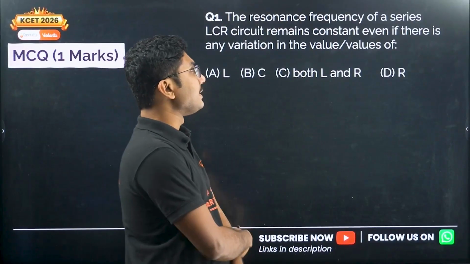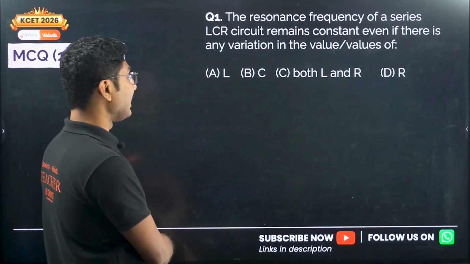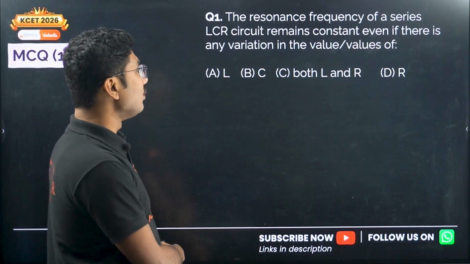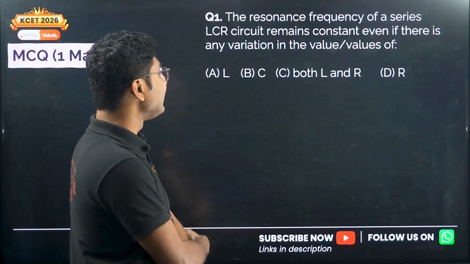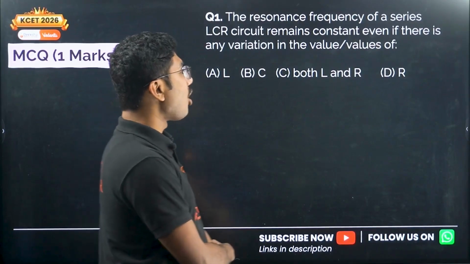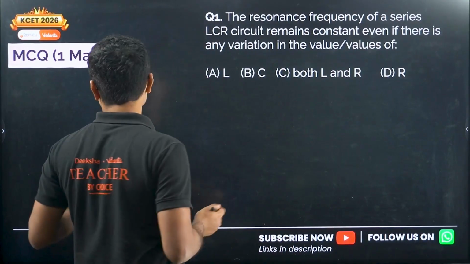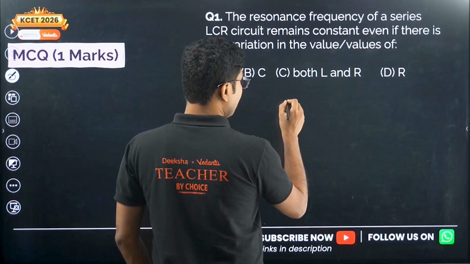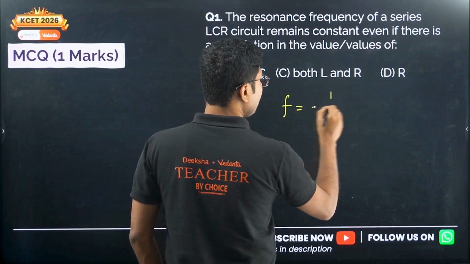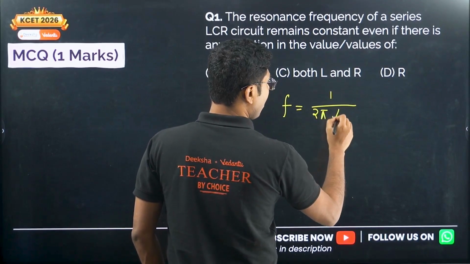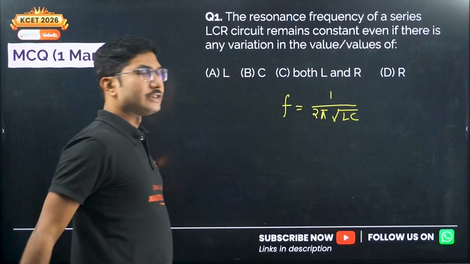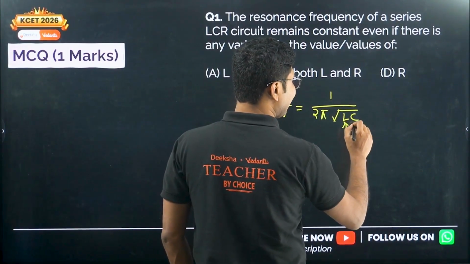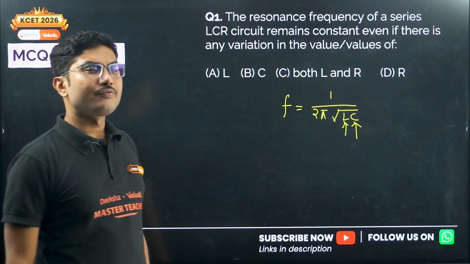The resonance frequency of a series LCR circuit remains constant even if there is any variation in the value or values of: option A, L; B, C; C, both L and C; D, R. Now we know that the resonance frequency in case of a series LCR circuit is given by 1 upon 2 pi square root of L into C. Right, this is the formula for frequency. So we see that if any one of them, L or C, changes, then the value of frequency will change.